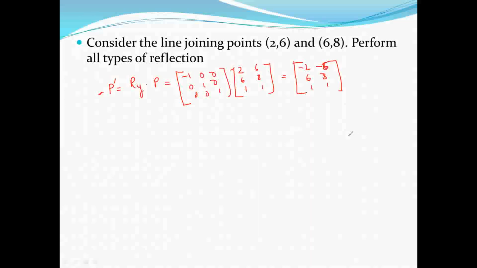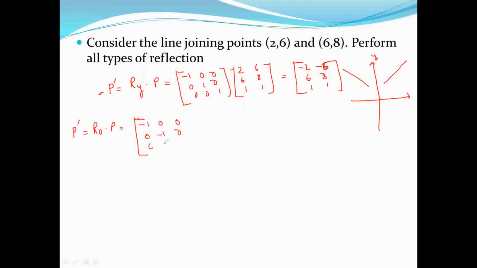So if you plot it, you also can see that if this is y and this is x, and 2, 6 and 6, 8, the line segment will be somewhere there, and after reflection you will get the image like this one. Now we want to reflect with respect to origin. Fine. So my point set P dash will be RO dot P. And what is RO? In RO we have to make x and y both negative. So it is -1, 0, 0, 0, -1, 0, and 0, 0, 1.